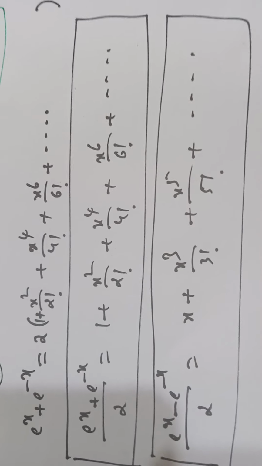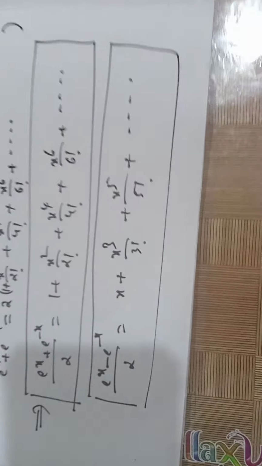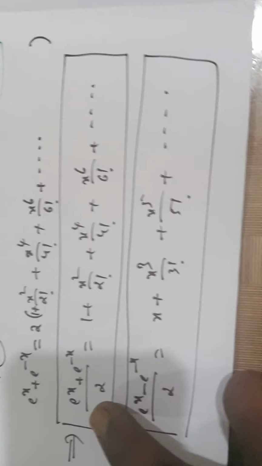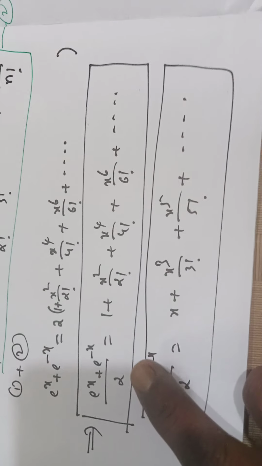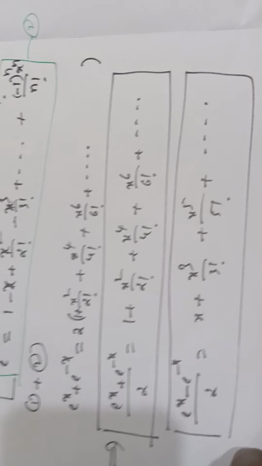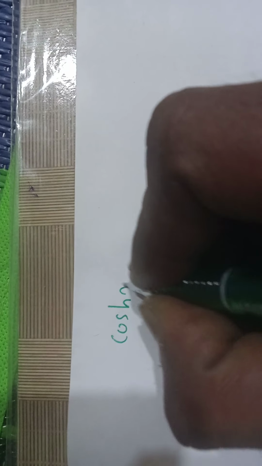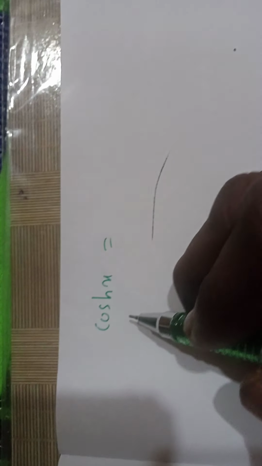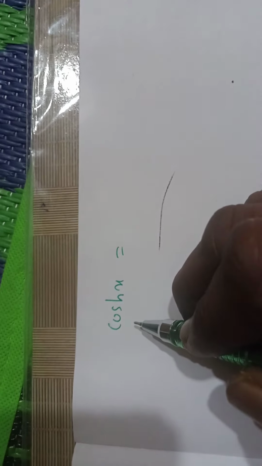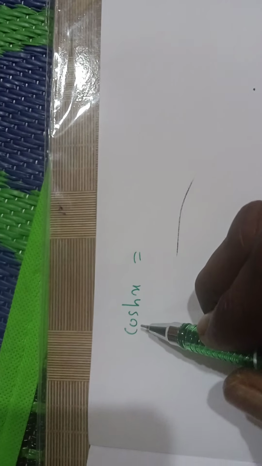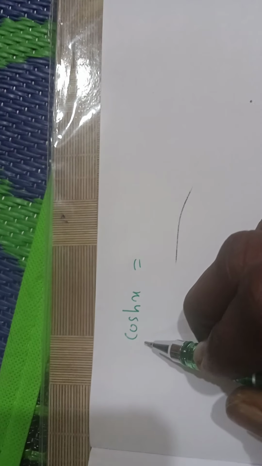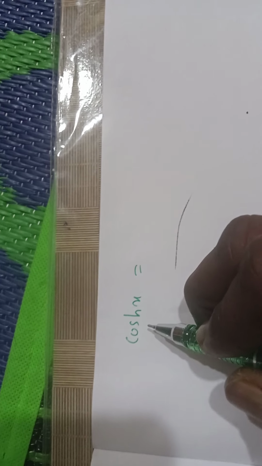So just remember here, the first one is e power x plus e power minus x by 2, that thing we call cos hx. We write it like this, look here, cos hx. This is a hyperbolic function, cos hx, but it is not equal to cos x. Cos x and cos hx are both different.